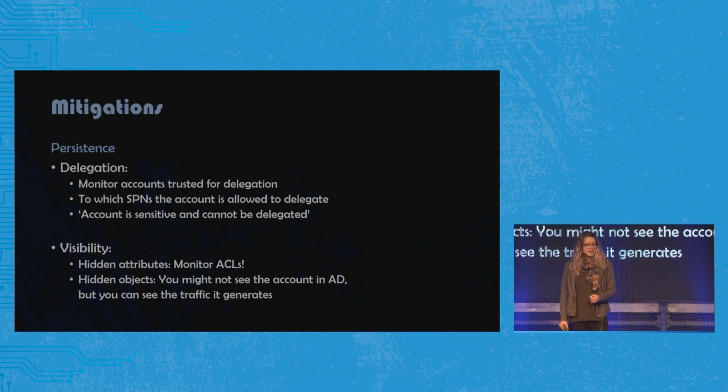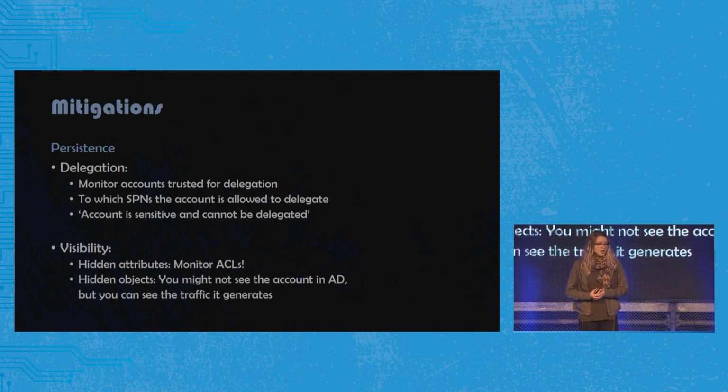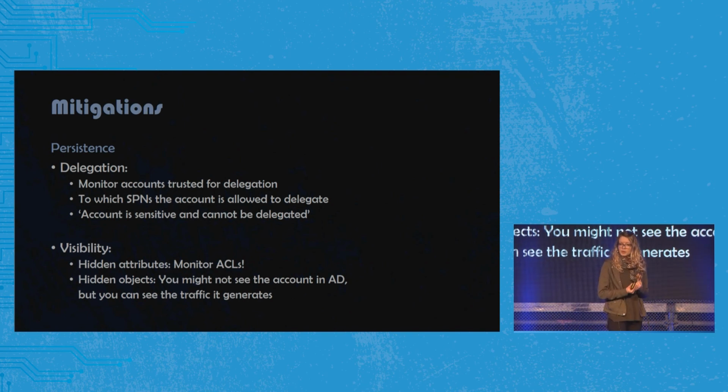Now, for the visibility problem, we had two issues. We could hide specific attributes on the object, or we could hide entire objects from everyone else. So we have solutions for both of those problems. For the hidden attributes, all we need to do is simply monitor the access control list of the object. In our case, we just hid the attributes that are related to delegation, and no one could see that the computer account is trusted to delegate tickets to the care PGT account.